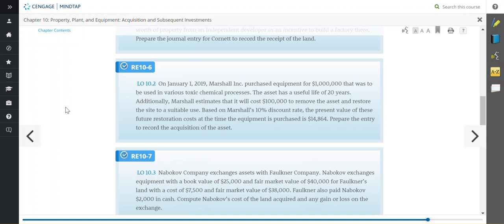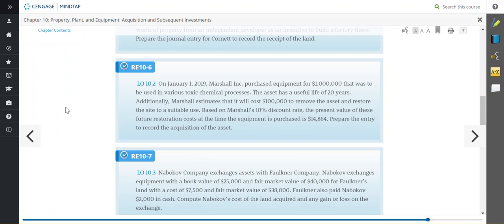They also estimate that it's going to cost about $100,000 to remove the asset and restore the site to suitable use. And they tell us that based on Marshall's 10% discount rate, the present value of these future restoration costs at the time the equipment is purchased is $14,864. And they want us to record the acquisition of this asset.